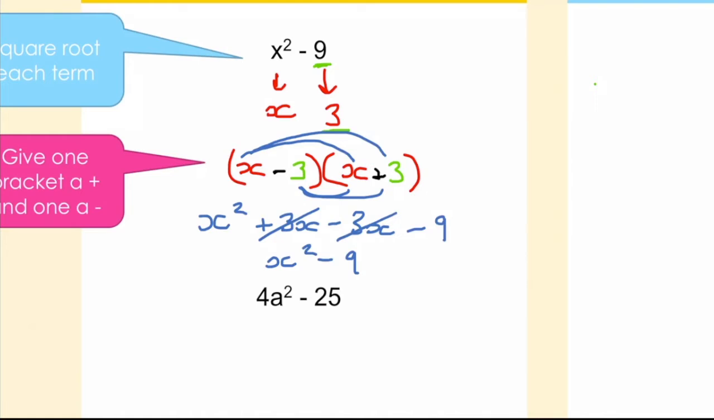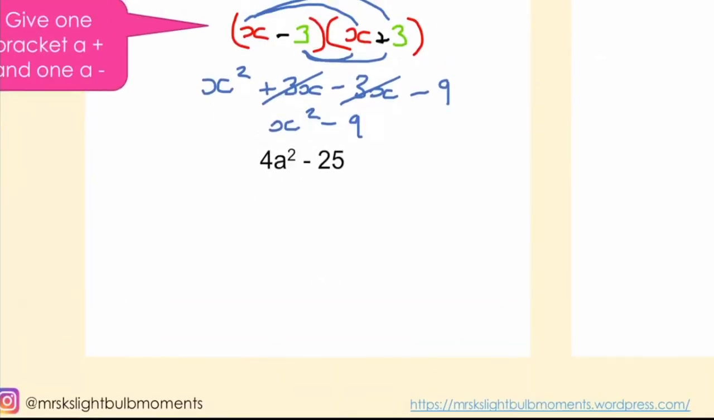Okay, I'll go through one more of those type of questions with slightly trickier numbers. So remember, we've got to square root each term, and we're going to put them into brackets like this. Now the square root of 4a squared. The square root of 4 is 2. 2 times 2 is 4. The square root of a squared is a. So that means the square root is 2a. Because if I had 2a times 2a, I would get 4a squared.